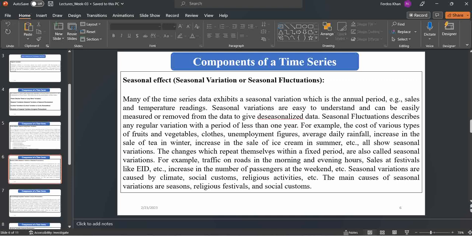All show seasonal variation. The changes which repeat themselves within a fixed period are also called seasonal variation. For example, traffic on a road in the morning and evening hours, sales at festivals like Eid, an increase in the number of passengers at the weekend, etc.